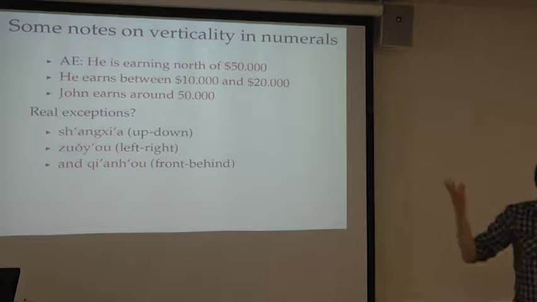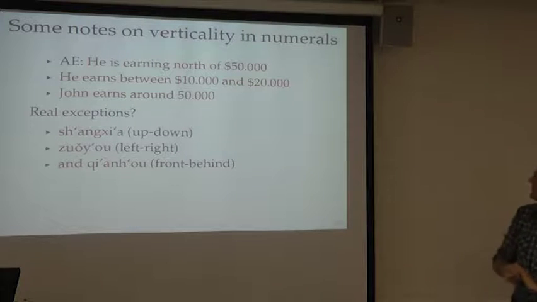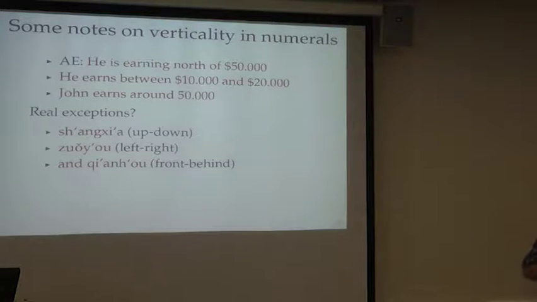In a way, this is still vertical, right? Because we think of the north-south axis as something that's vertical. So here's my hypothesis: you won't find a language that will say "he's earning east of $50,000." Correct me if I'm wrong; I would be very interested to hear if you know of a language that says this.